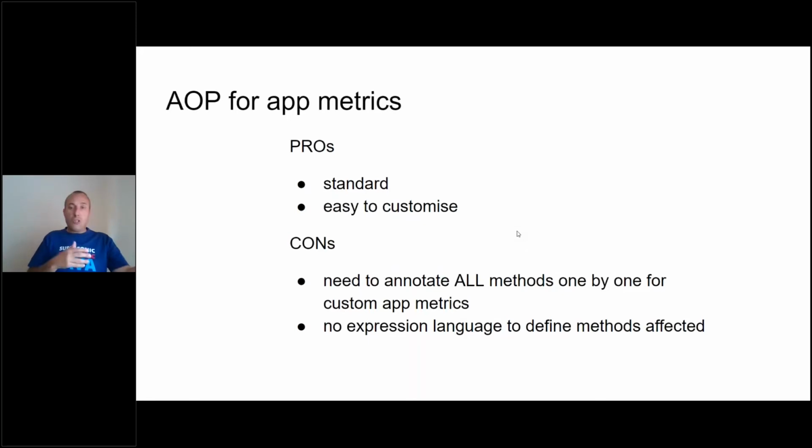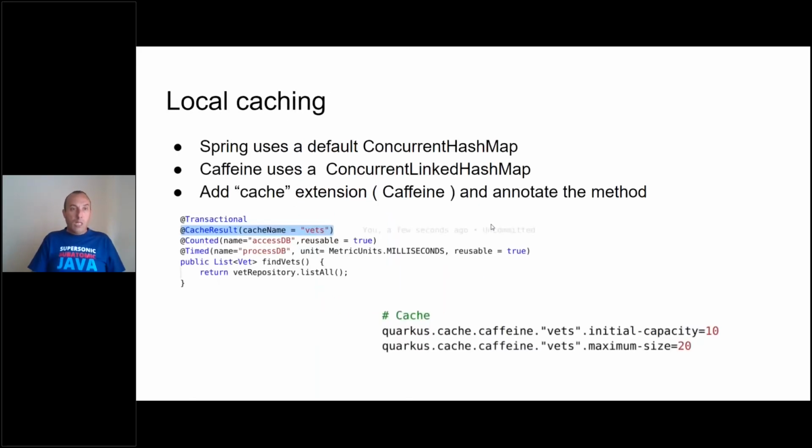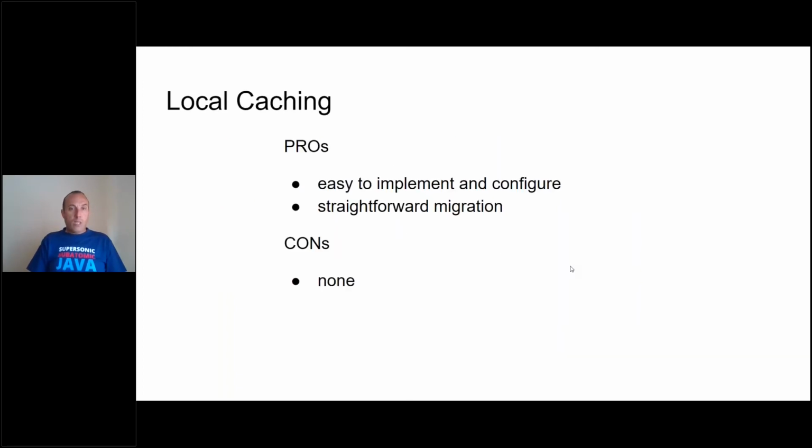Also, as I said, there's no expression language to define those methods using the AOP, but we have the same without the need of AOP. With local caching, it's very similar. It changes the name of the annotation, but in the end it is the same experience. We are going to use the cache extension that is based on a library called Caffeine. We are going to annotate every method with the cache result, and we are going to configure the behavior of this cache in the properties file, specifying initial capacity and maximum size for each cache.